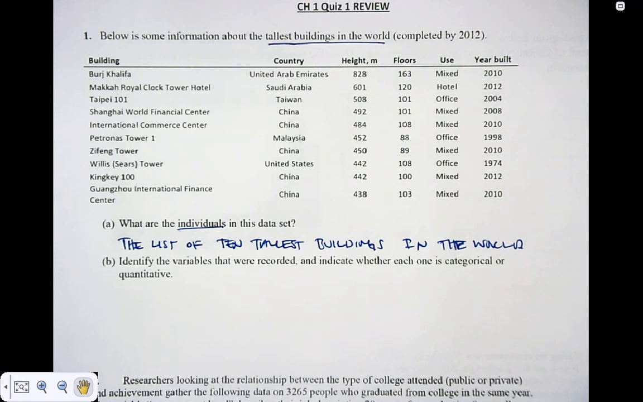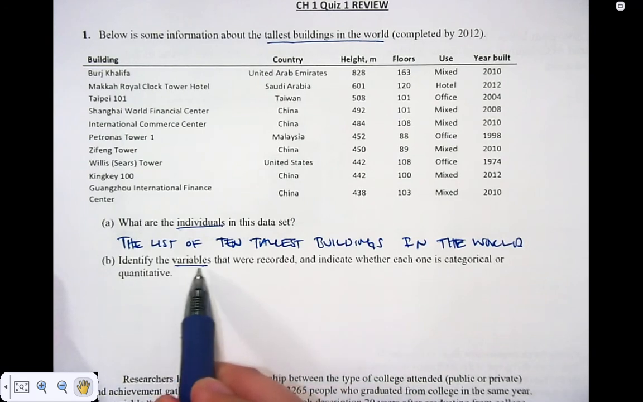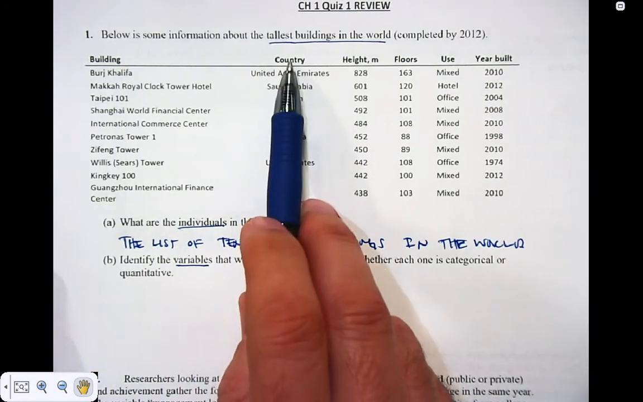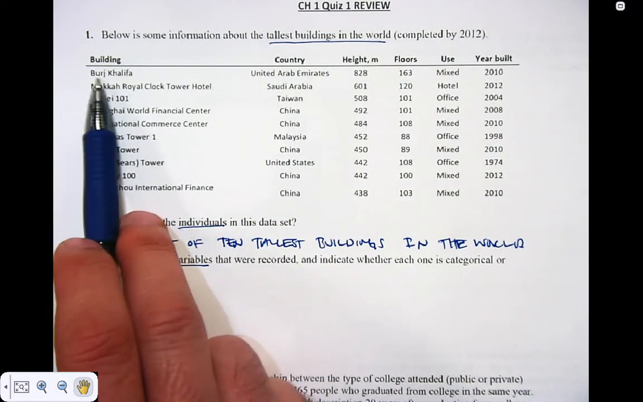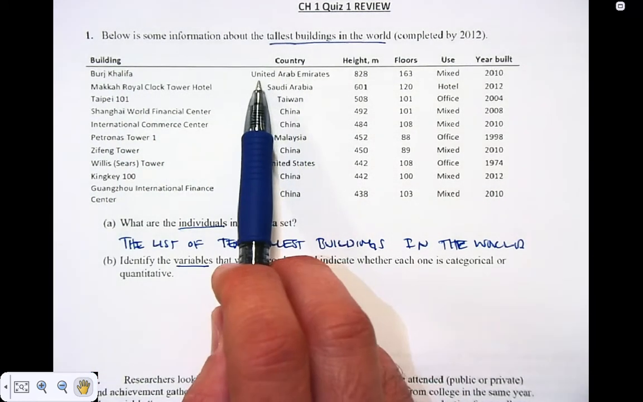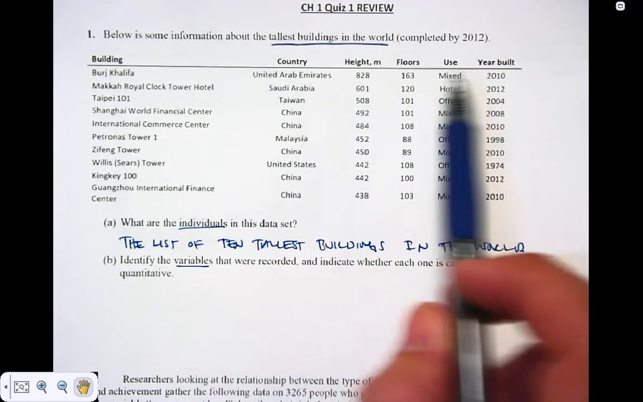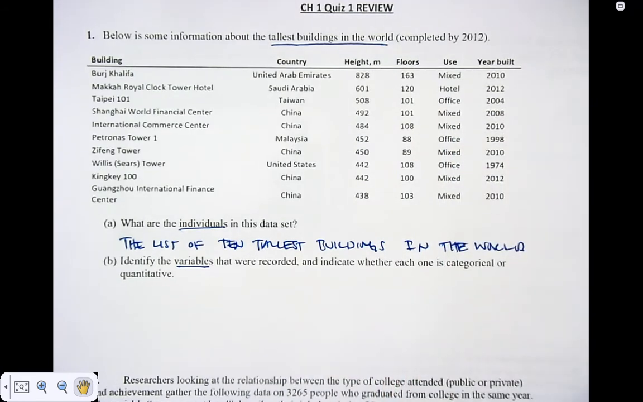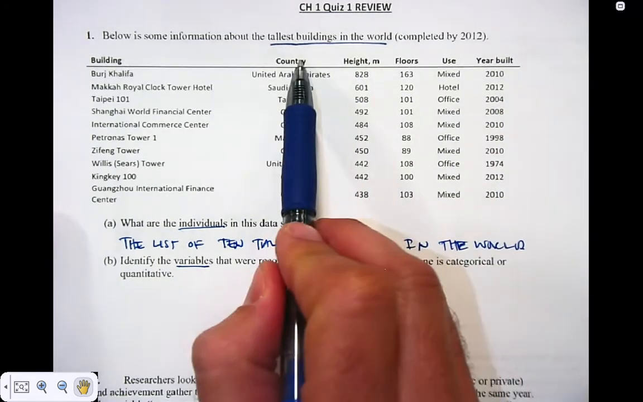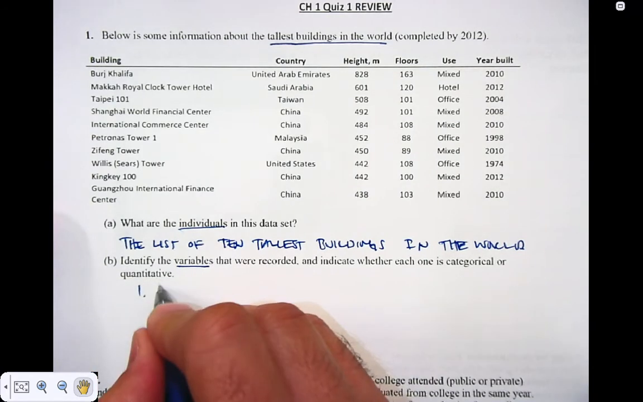Okay, so question B jumps into variables. And variables are descriptive things about the individuals. So if the individuals are the buildings, the variables talk about things about the building. For instance, this first building here, Burj Khalifa, something like that, is in the United Arab Emirates, and its height in meters is 828, 163 floors, mixed use, and year built. And so right here, you have 5 descriptions about the building, and these are what we would call the variables. And so your first variable would be country.